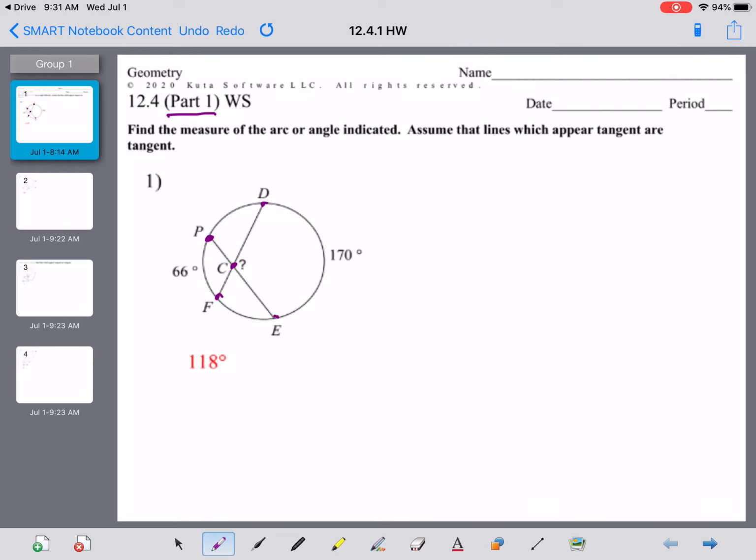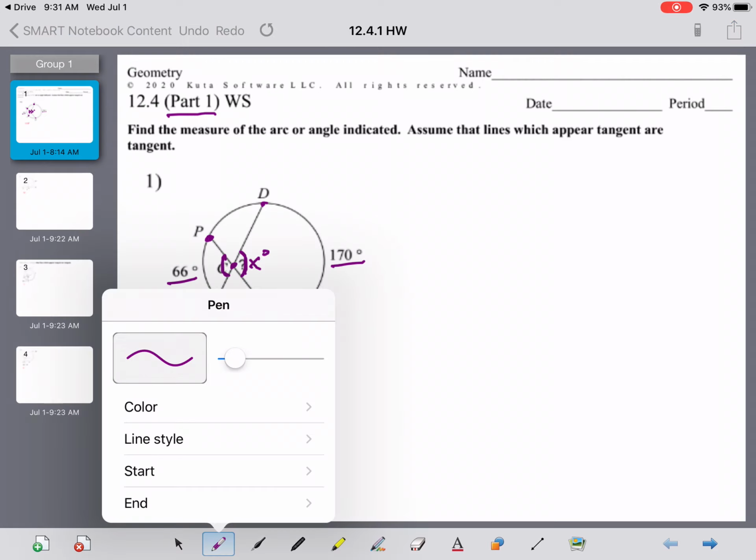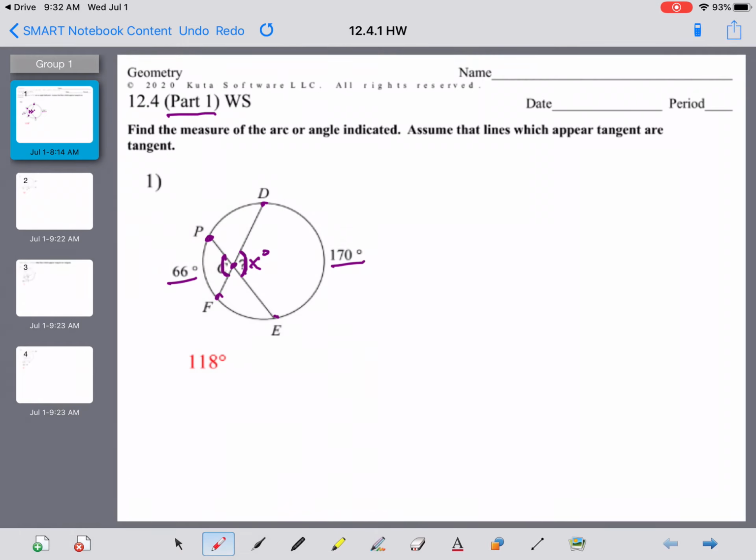Now again, they're asking us to find the measure of the angle indicated. There's this question mark, so again, we usually like to just put an X right there. And the main idea at work here, guys, when you have two chords intersecting inside a circle, the measure of this angle formed here, which by the way is also the measure of this angle formed right over here because they're vertical, is the average of these two arcs that are formed. Now those two arcs are important because this 170 is the arc formed by that x degree angle, and the 66 degree arc is the one formed by that angle.